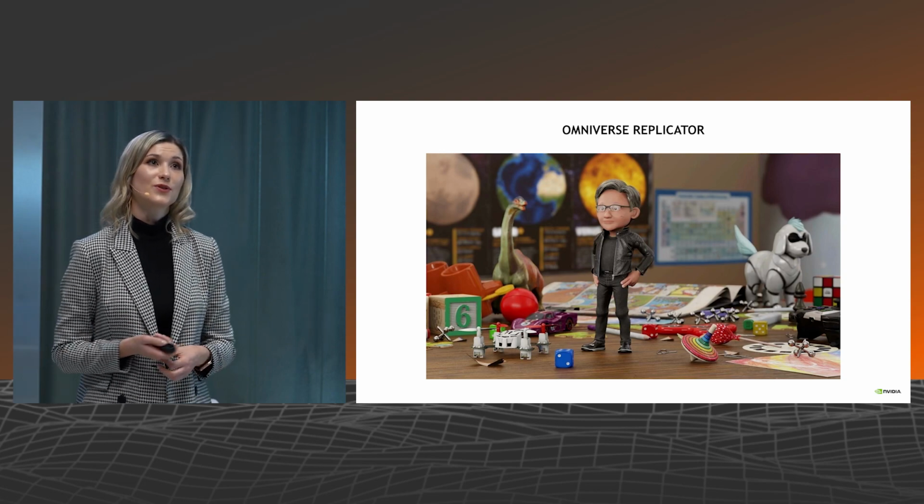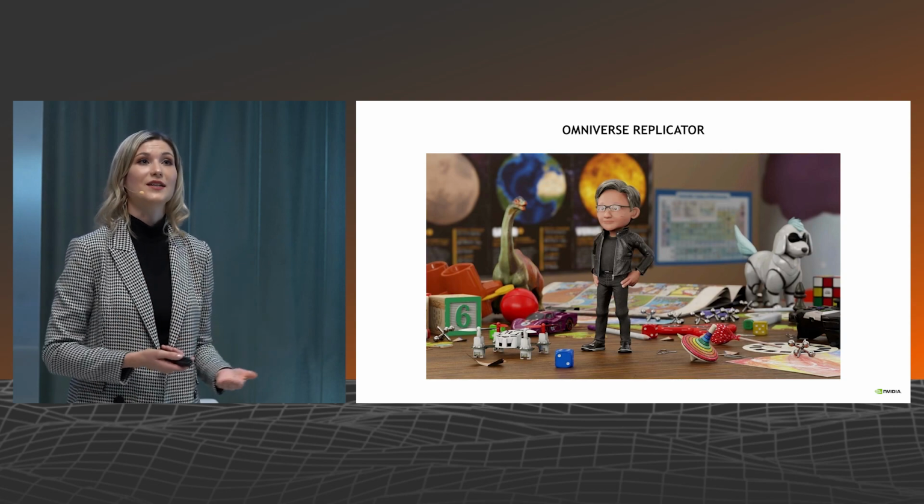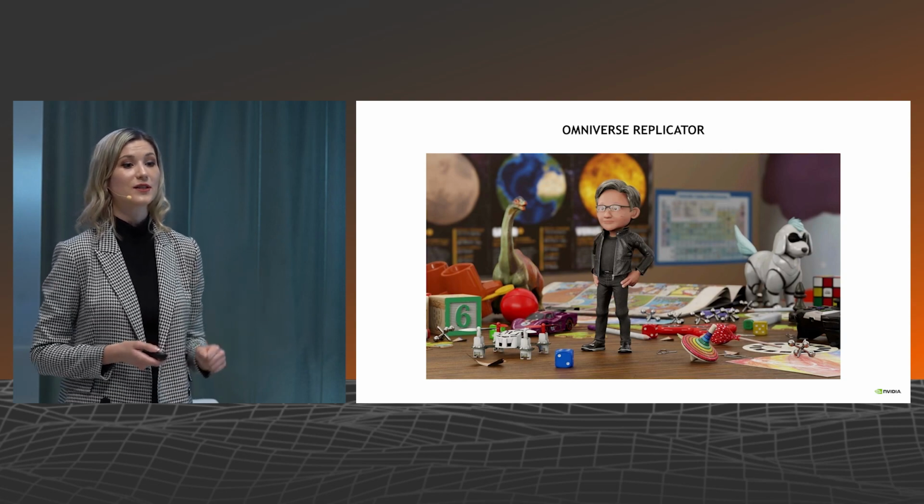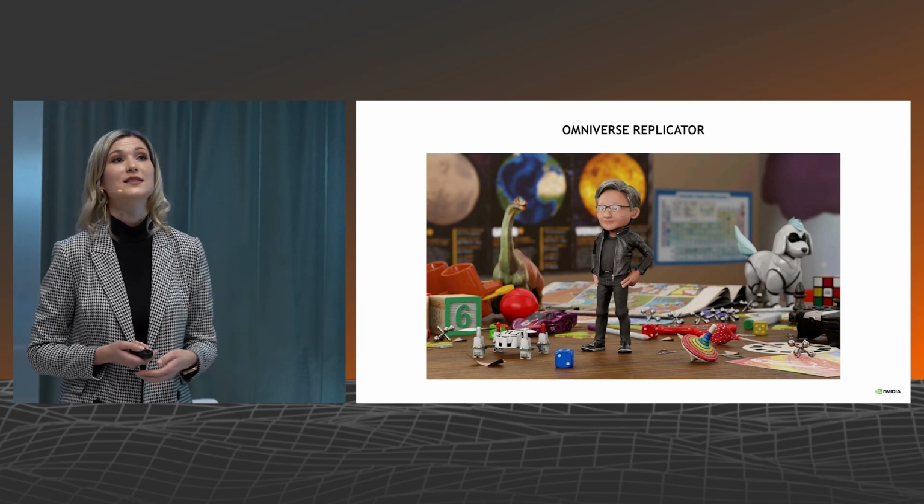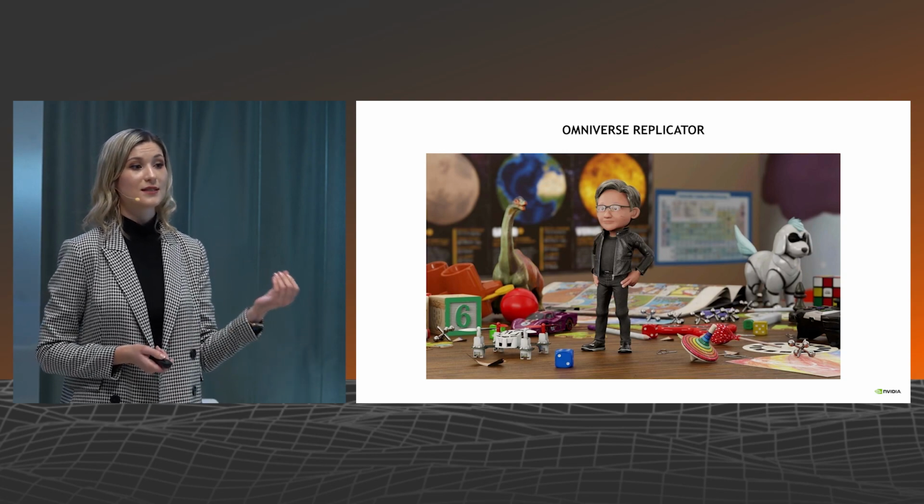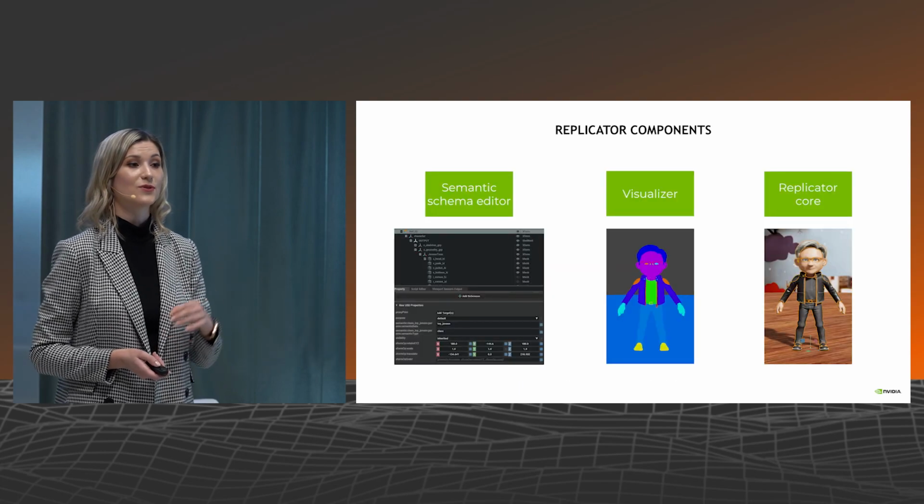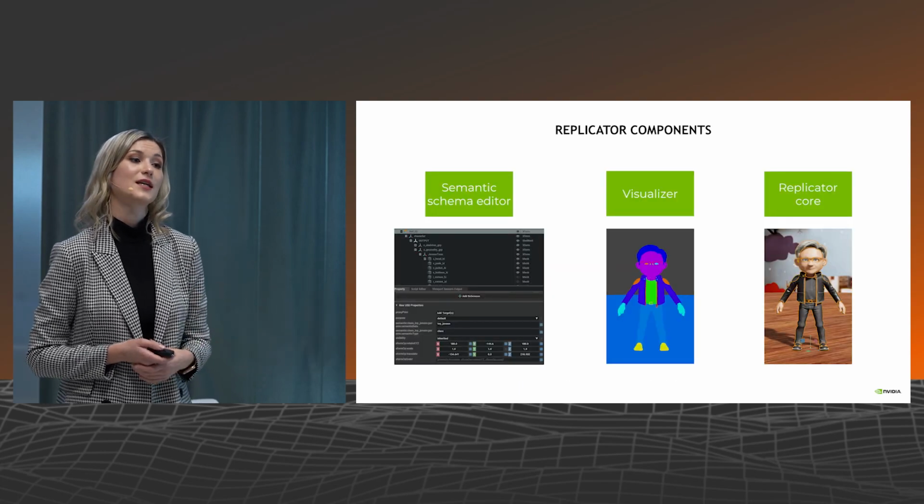Let's look at the workflow. How do you work with Replicator? Basically, Replicator has these three following components, which are the semantic schema editor, where you load your USD schema, and then you can tweak different parameters of your USD models.